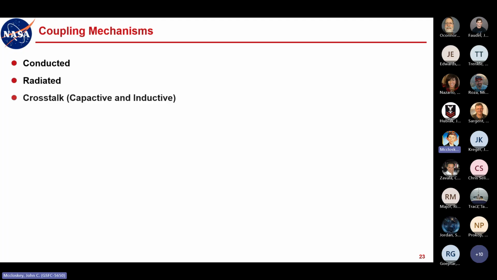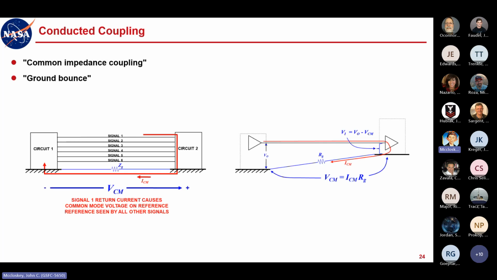So we have conducted, radiated, and then crosstalk, capacitive and inductive. Crosstalk is sort of a subset of radiated. You can kind of simplistically think of it as near field radiated coupling, at least to my way of thinking. That might spark debate amongst a lot of purists, but those are the three basic types of coupling mechanisms we're dealing with. So conductive coupling is at least what I would consider to be synonymous with common impedance coupling or ground bounce. It's when you're actually literally sharing conductive paths.